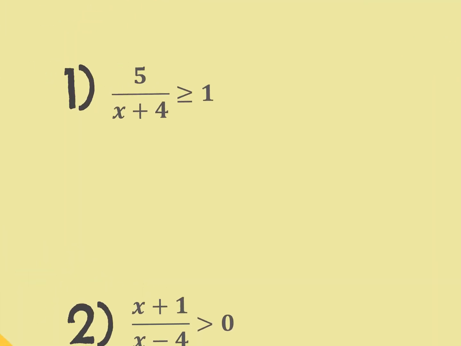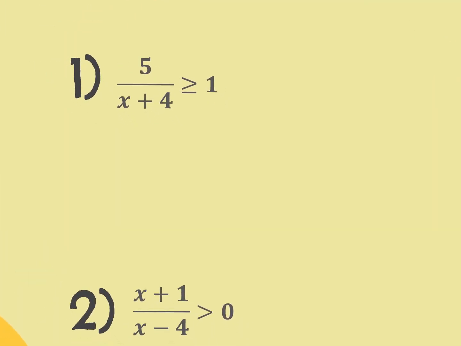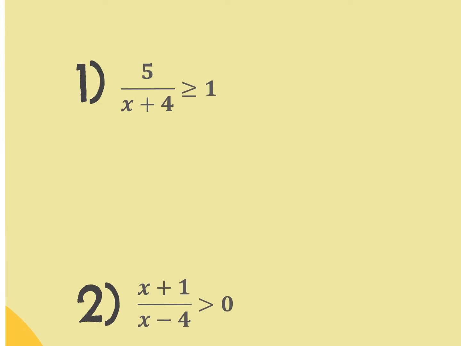So here we have our rational inequality. We need to get a 0 here. So I need to subtract the 1 and get it over to the left side. So I'm going to subtract 1 from both sides. I now have left with 5 over x plus 4 minus 1 greater than or equal to 0.